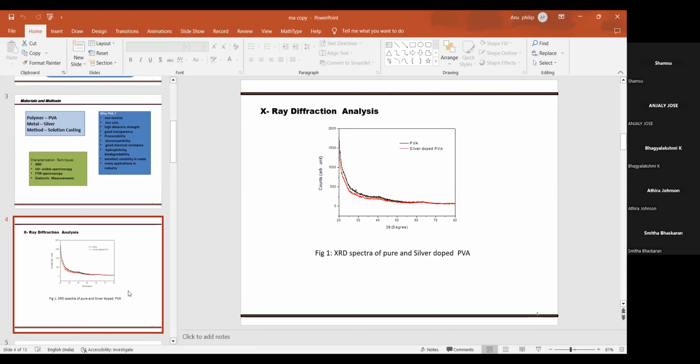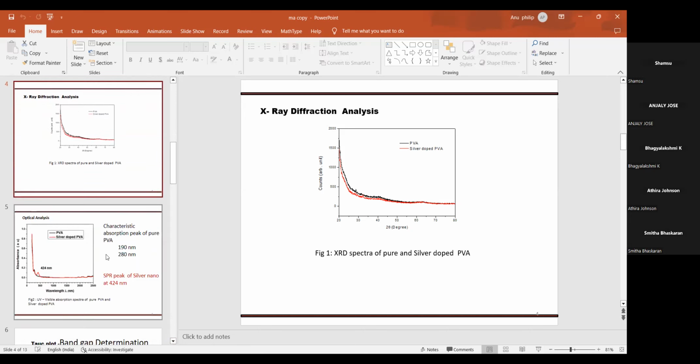This slide shows the XRD pattern of pure and silver doped PVA. The red one is the silver doped PVA and the black one is PVA. Both show the amorphous nature of the prepared samples. This is almost similar to the reported values of PVA.